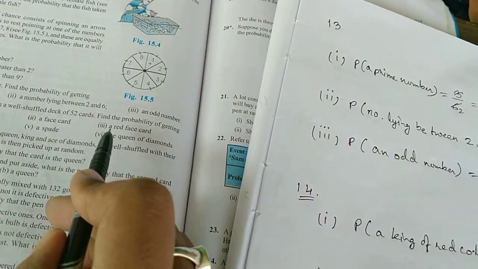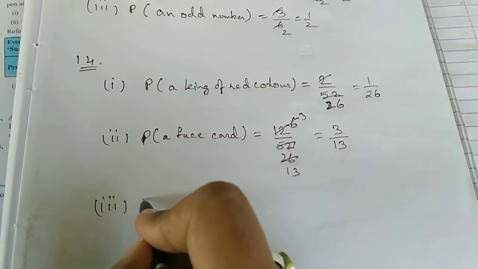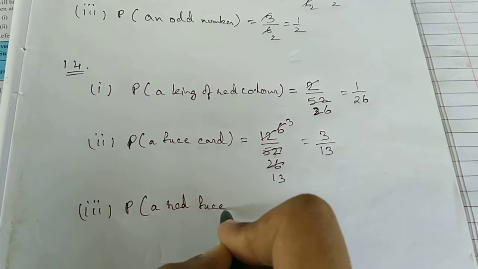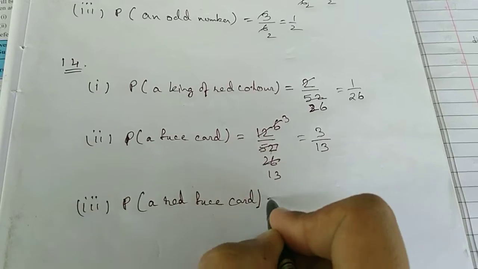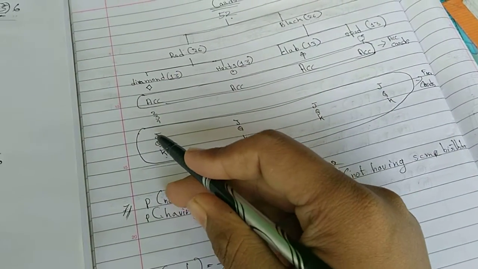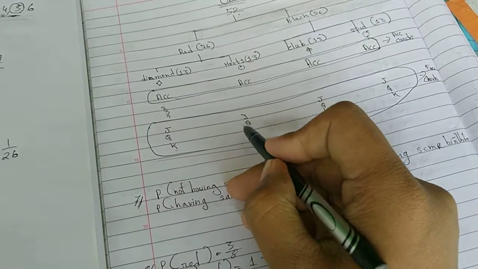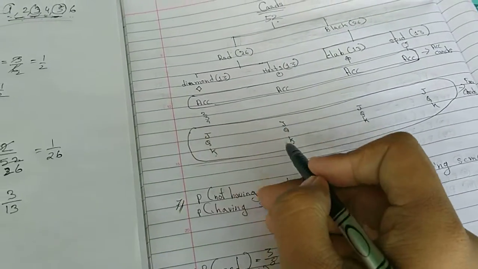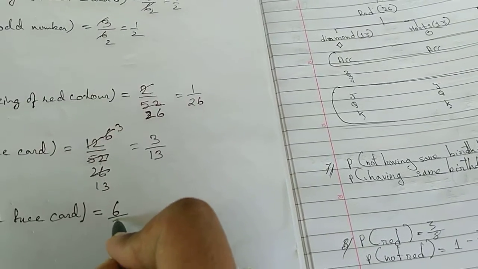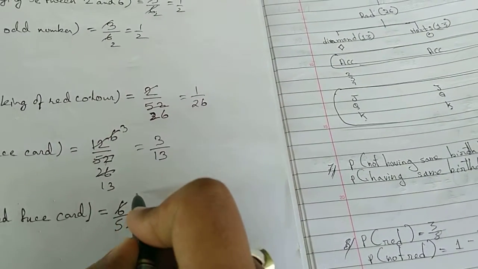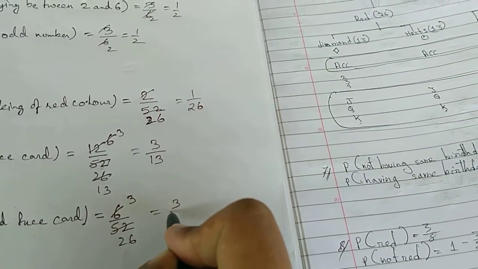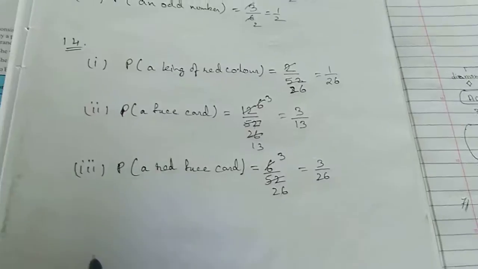The next question, part 3, is a red face card. So probability of a red face card. So red and then face card. So these are the face cards, and red will be how many? This one and this one. So 3 and 3, 6 by 52. Divide by 2, so 3 by 26 is your answer.